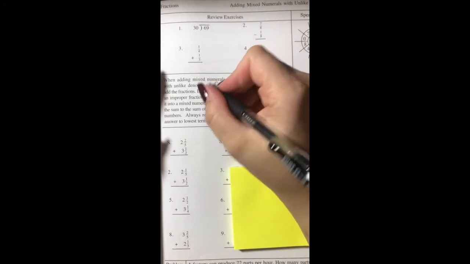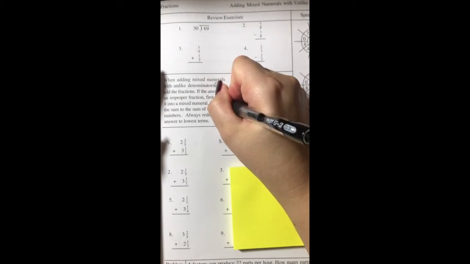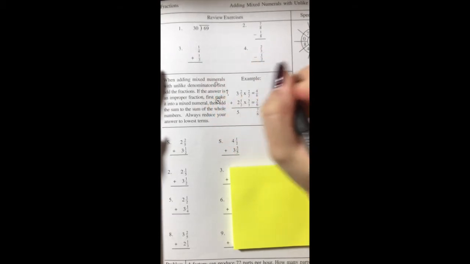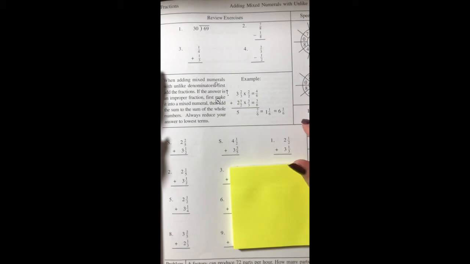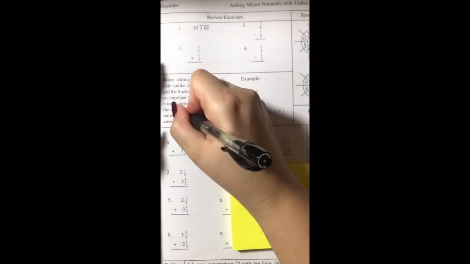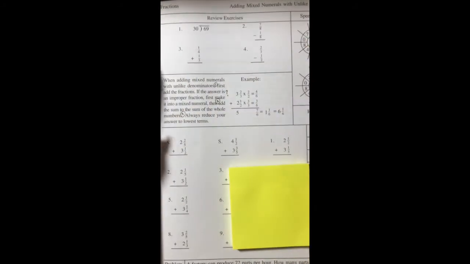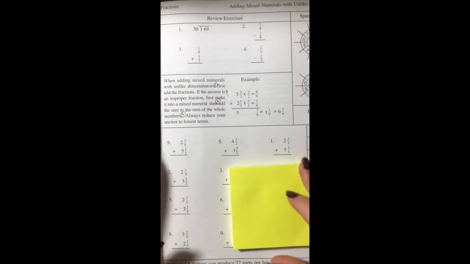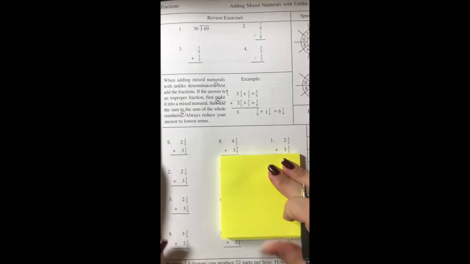So we're going to put here, add the sum to our whole numbers. If it's not improper, then we'll just add our whole numbers and you'll see. And then our last step is to reduce if necessary. So here we go for the first sample.